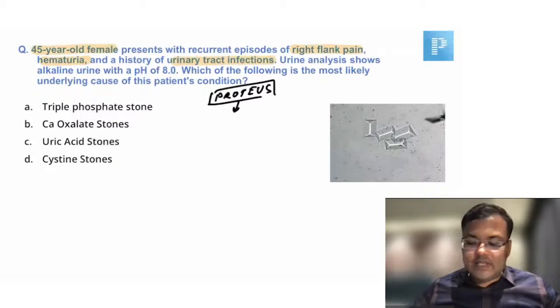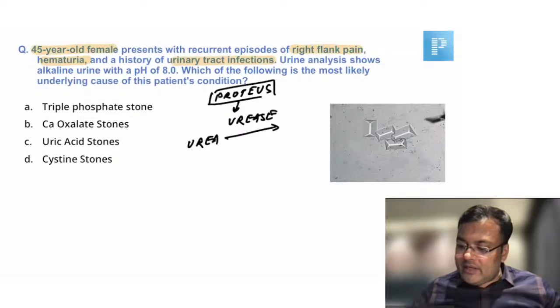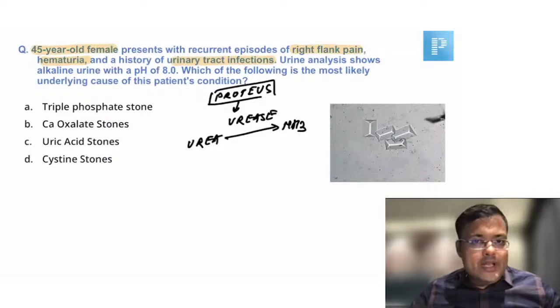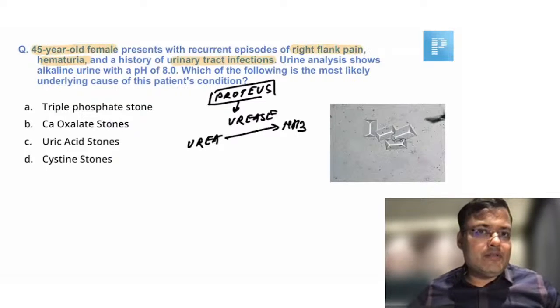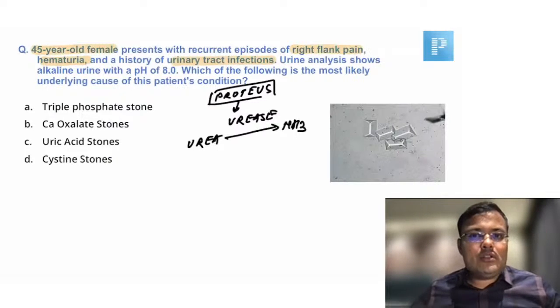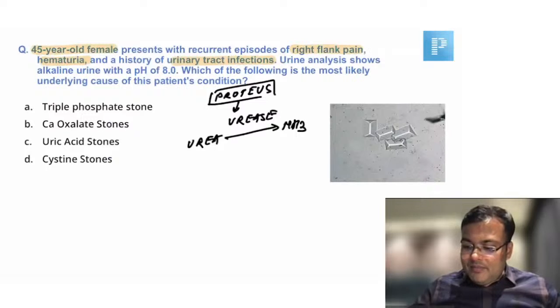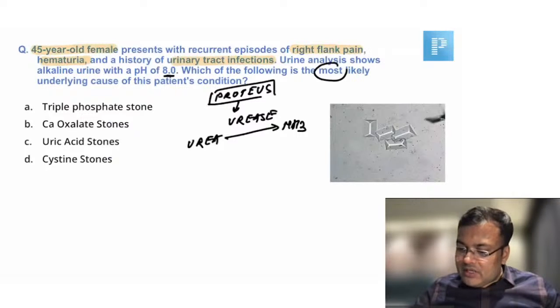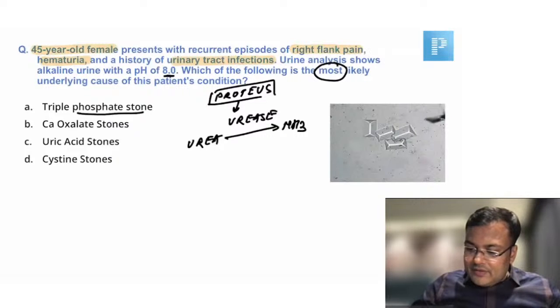Proteus is going to produce which enzyme? Urease. And urease is going to break urea into ammonia. And this ammonia is precipitated with calcium, magnesium, and phosphate. So this is triple phosphate. Here, pH 8, alkaline pH. Which of the following is most likely underlying cause of this patient condition? This is triple phosphate stone.